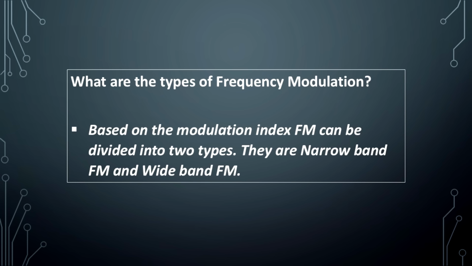What are the types of frequency modulation? Based on the modulation index, FM can be divided into two types. They are narrowband FM and wideband FM.